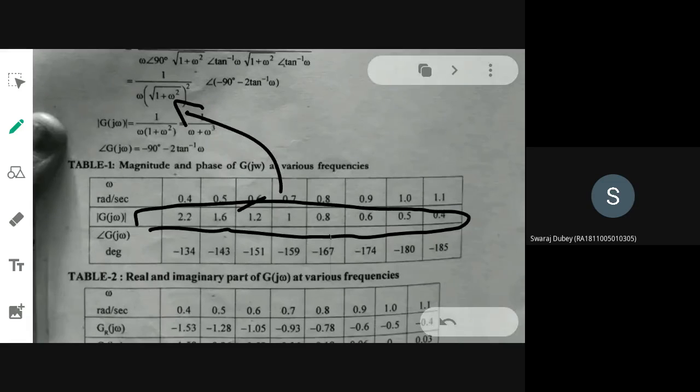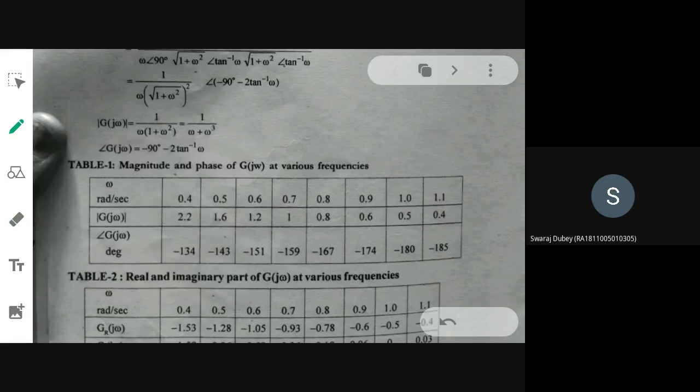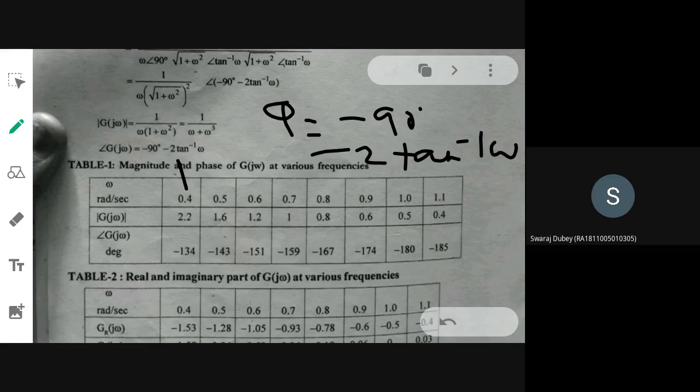Then same way, if you substitute the same ω values in the phase angle expression, minus 90 minus 2 tan inverse of ω. Suppose ω is 0.4, then phi will be equivalent to minus 90 minus 2 tan inverse of 0.4. So what is the value that you have got?